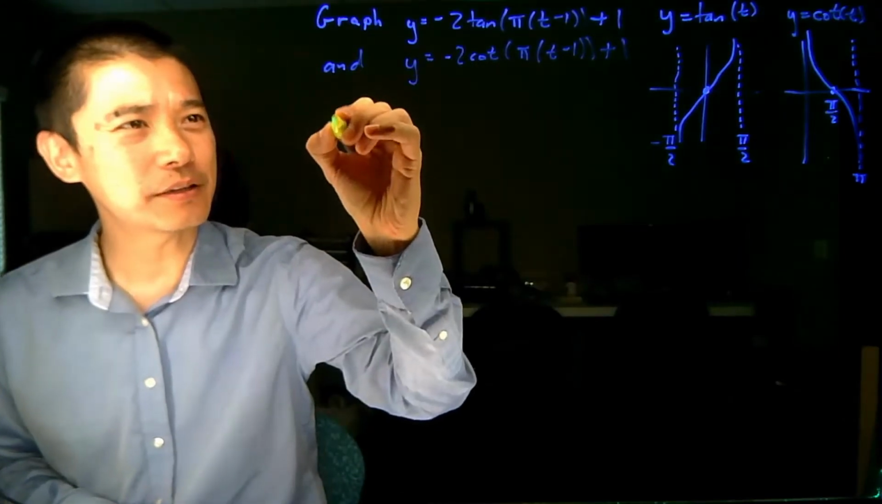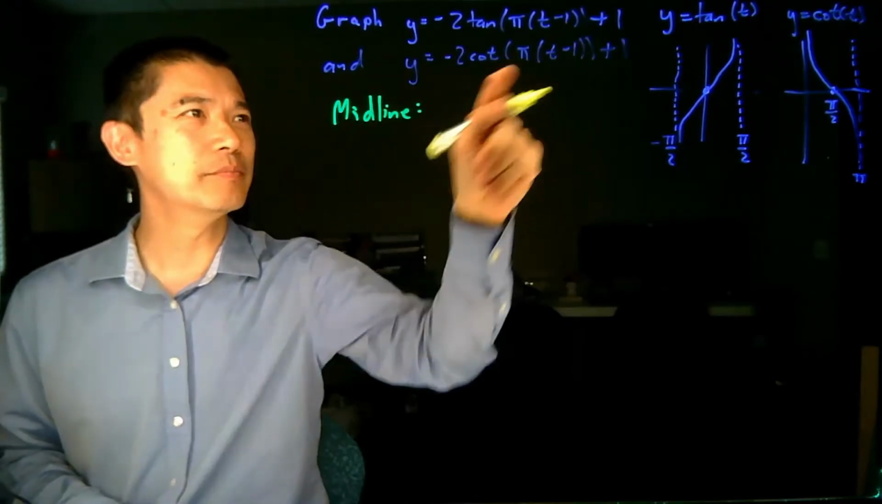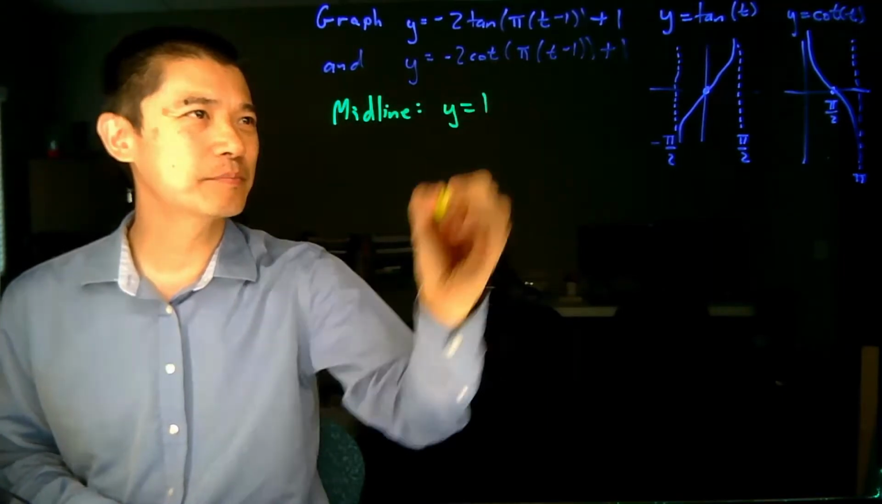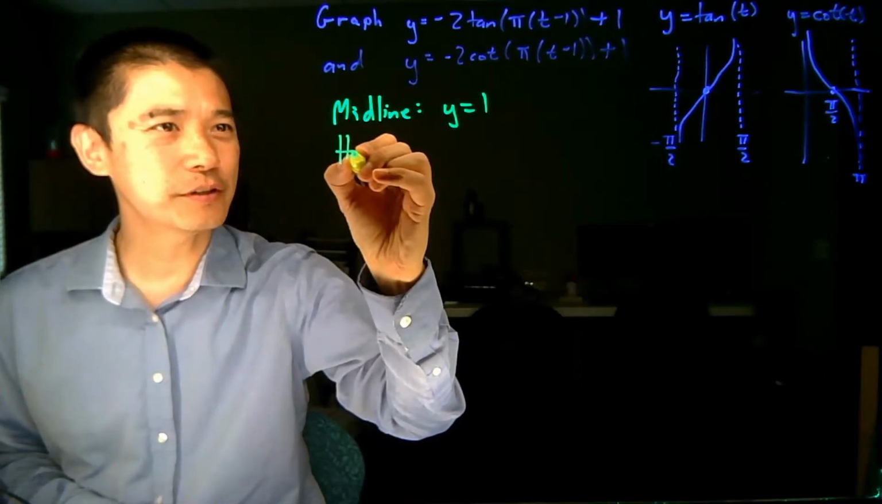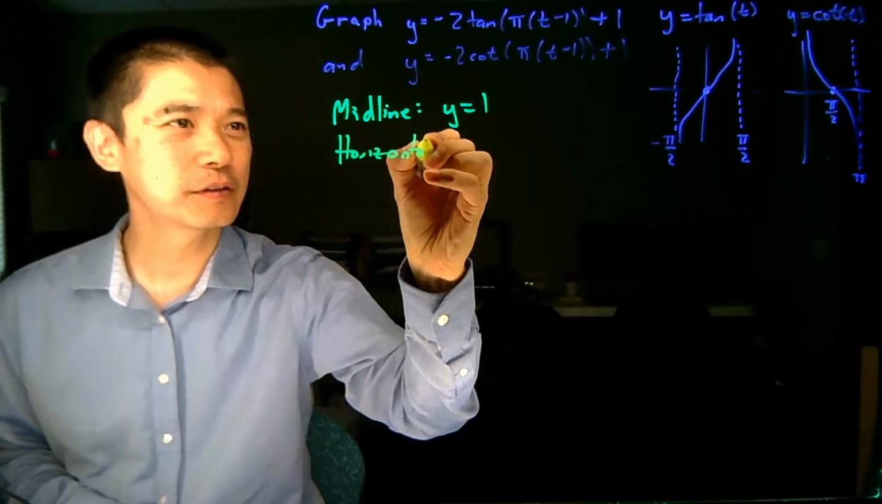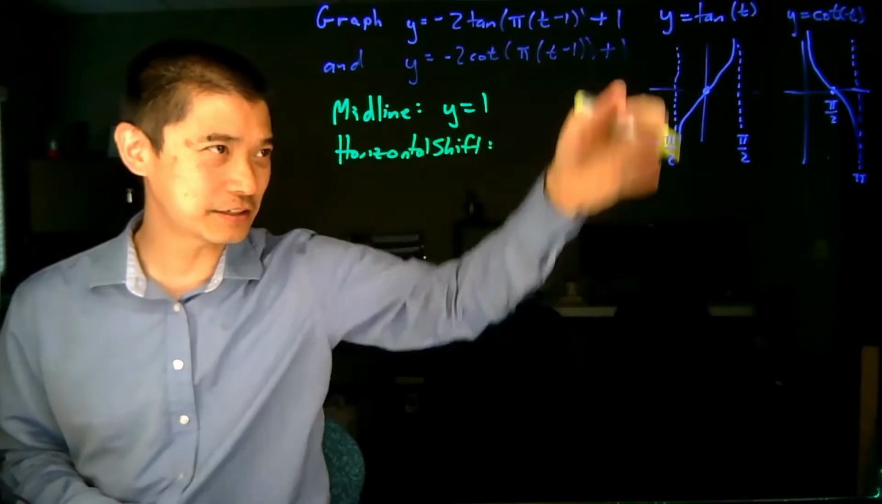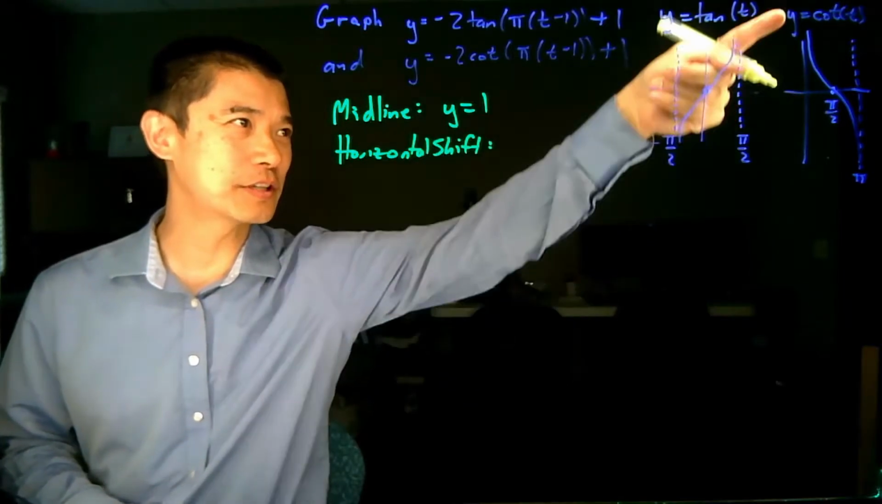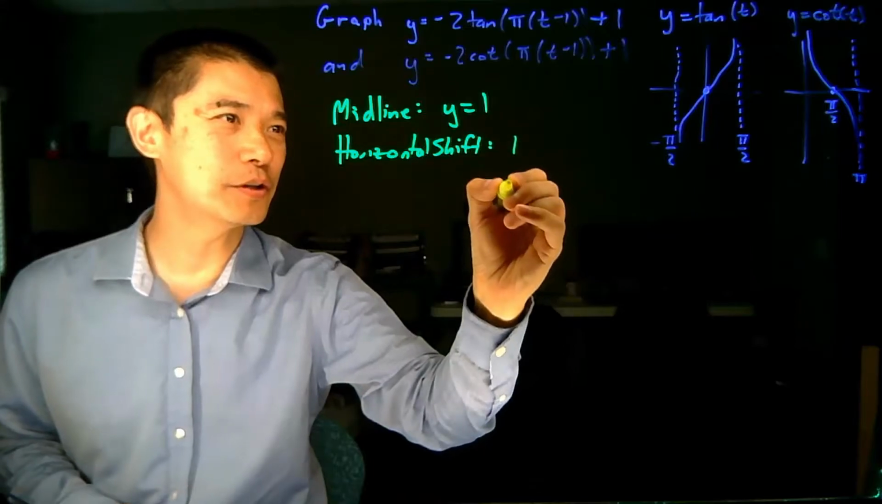Well, we have to think about the same features. We have a midline. The midline is at y equals 1. We also have to think about the horizontal shift. Now remember, this horizontal shift is to the anchor point at x equals 0, so in this case the origin, or in this case that vertical asymptote there. The horizontal shift is going to be 1 to the right.